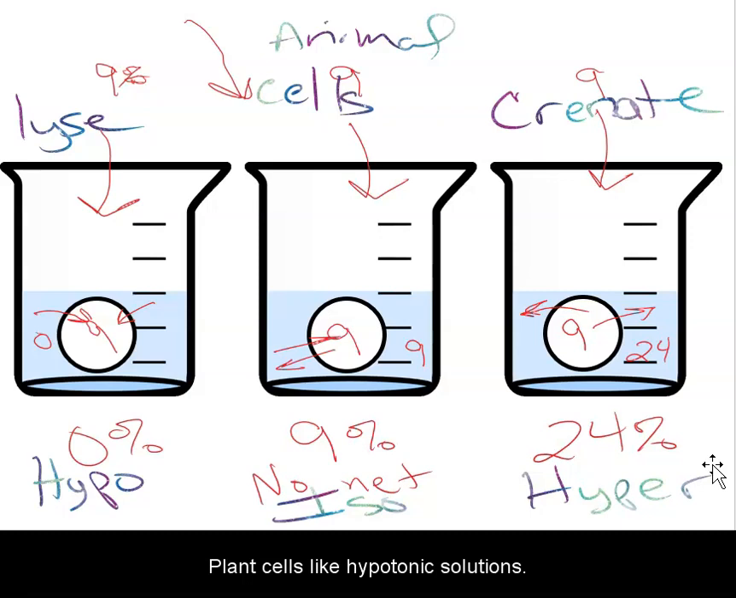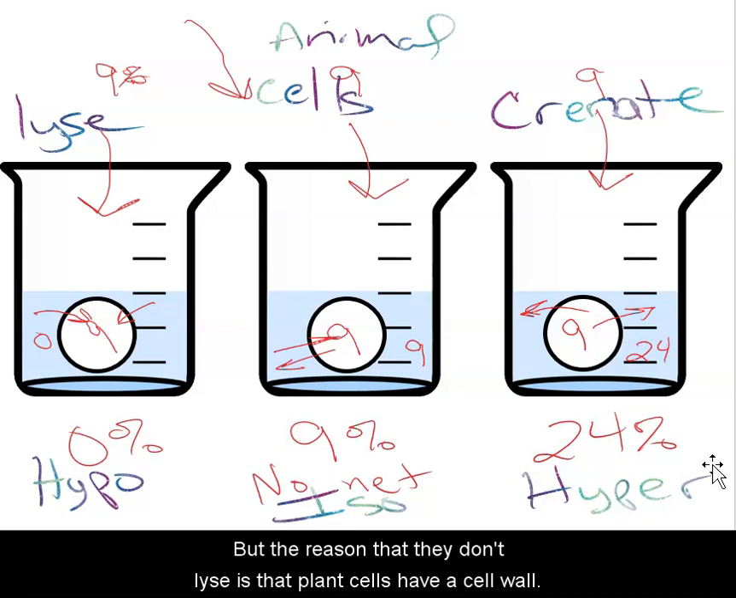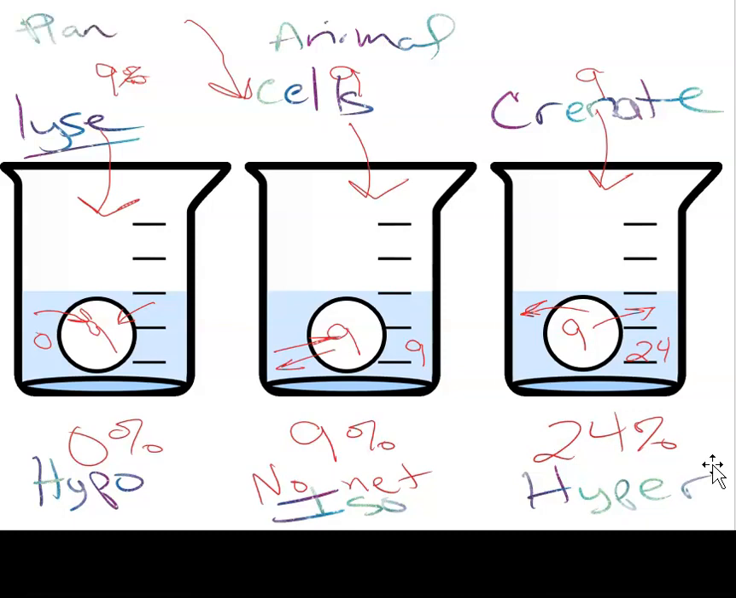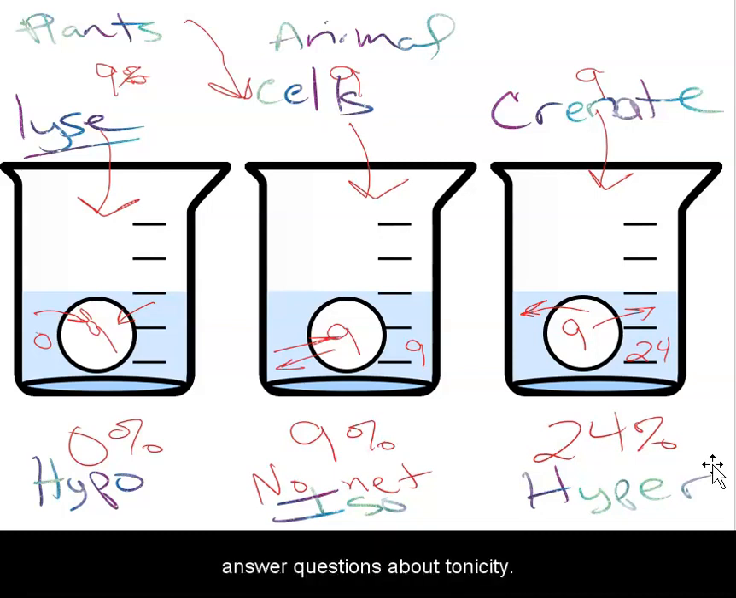Plant cells like hypotonic solutions. So when you water your plants, you're just giving them plain pure water. Water goes into the cells. But the reason that they don't lyse is that plant cells have a cell wall, and that rigid cellulose cell wall prevents it from bursting. So use this concept here to help you answer those short answer questions about tonicity.